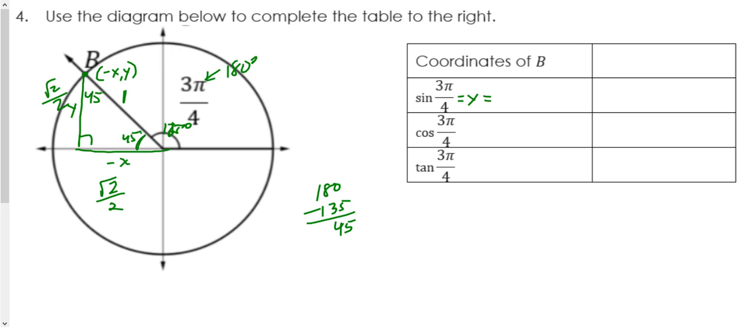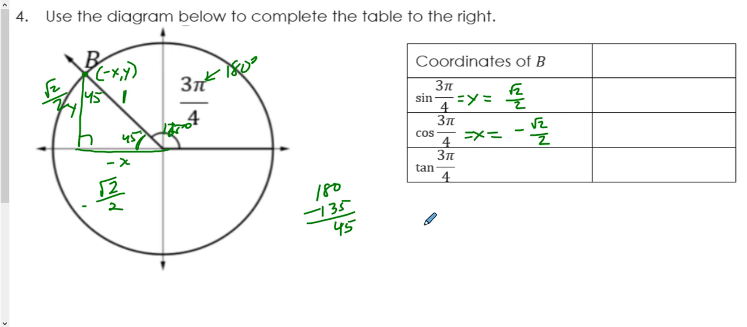Again, when you're not dealing with a unit circle, 45, 45, 90 triangles can have all kinds of measures. But when you are dealing with a unit circle, the legs are always going to be square root of 2 over 2. Now, of course, this is going to be negative. This is going to be positive. So this is going to be square root of 2 over 2 because this is the y. This is going to be the x, which is going to be negative square root of 2 over 2. And then, of course, the tangent is going to be the y over the x.